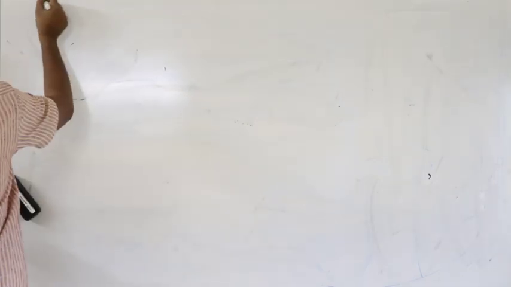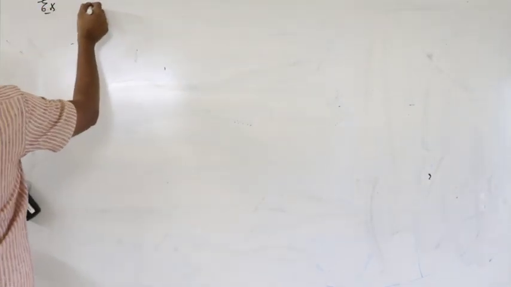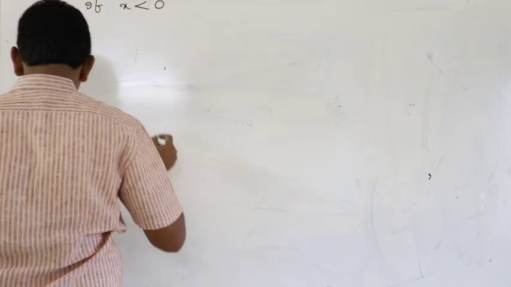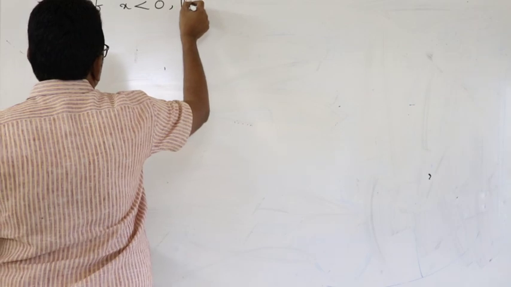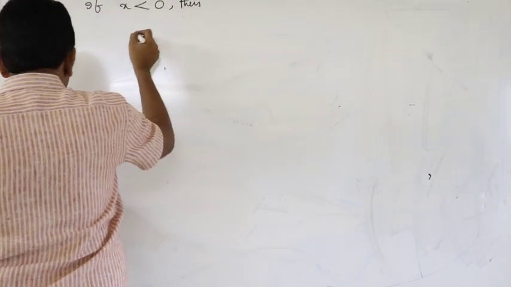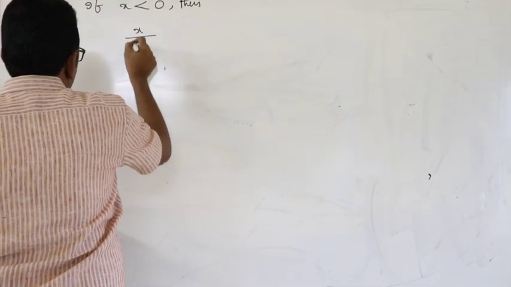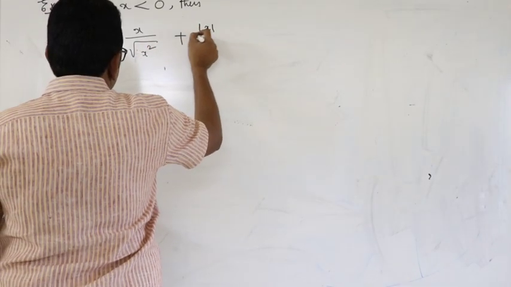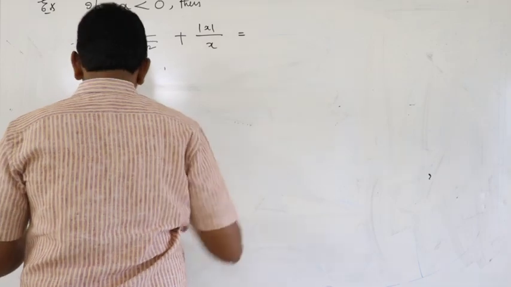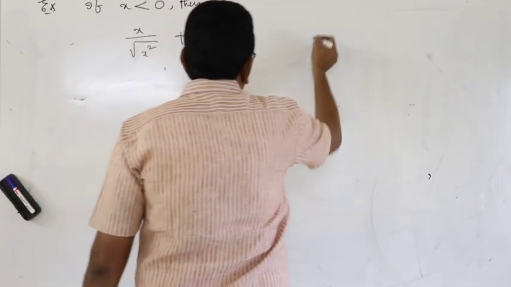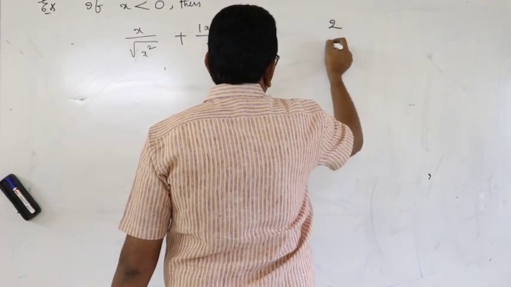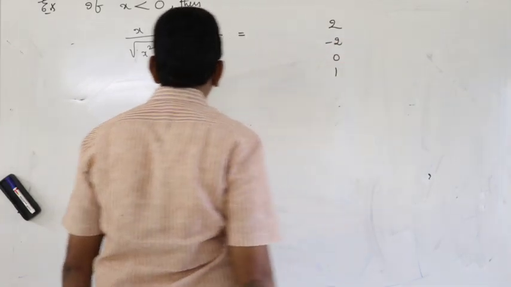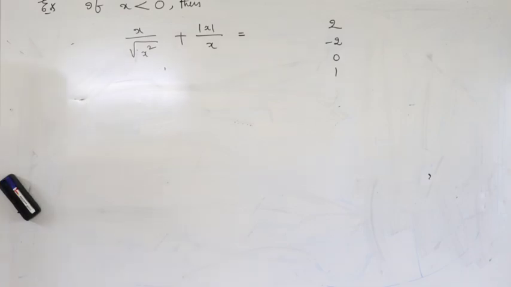One example. If x is less than 0, then x by root of x square plus mod x by x is equal to: 2, minus 2, 0, 1. These are the options.